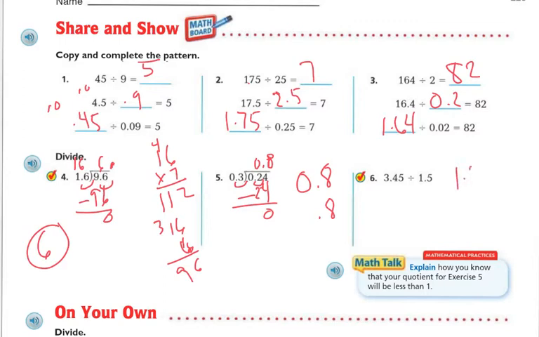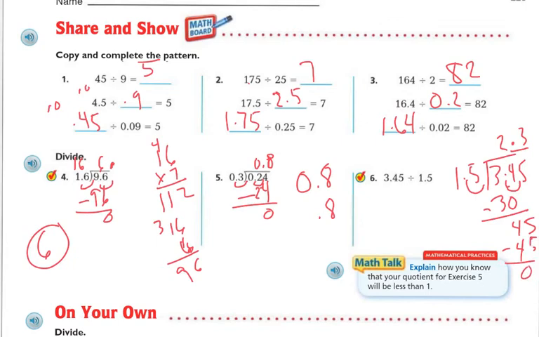So next I have 1.5 going into 3.45. Again, I have to move my decimal over one space here, so I'm going to move it over one space here, and now my decimal is going to go up in between the 4 and the 5. 15 can't go into 3, but it can go into 34, and 15 goes into 34 about 2 times, right? 2 times 15 is 30, leaving me with 4 left over. I'm going to bring down my 5. 15 goes into 45 3 times. 3 times 15 is 45, and I've got nothing left over, right? So the answer is 2.3, or 2 3/10.